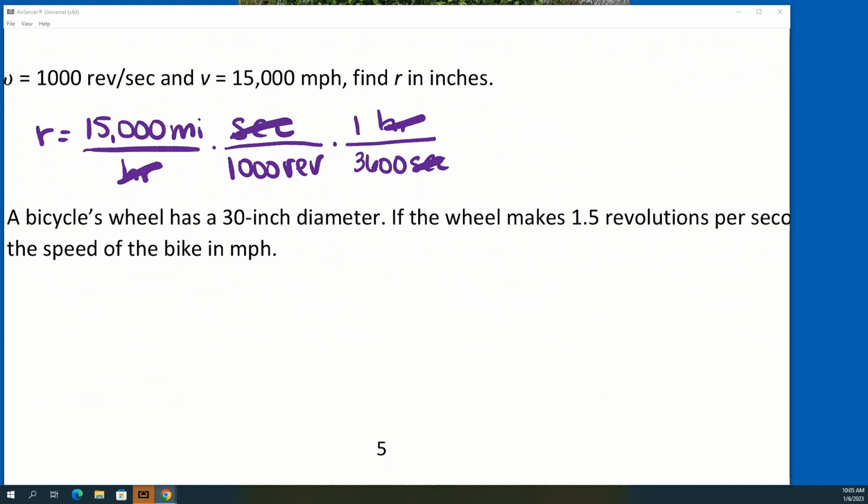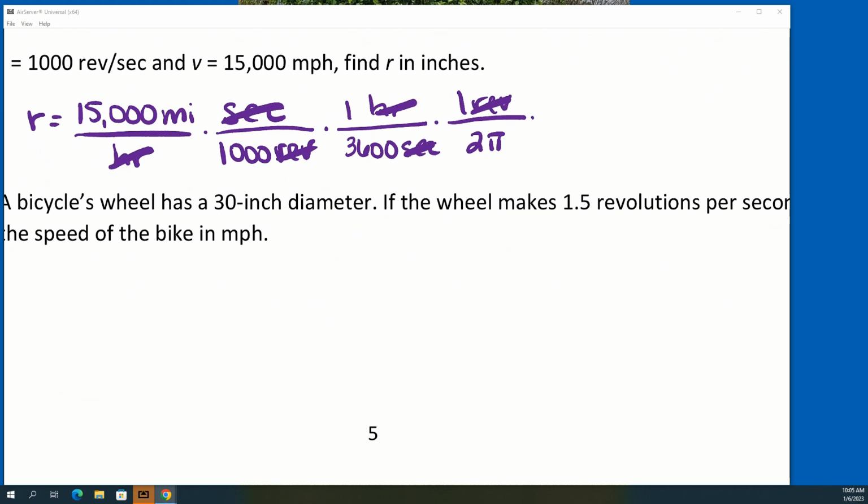All right, we want no angles. So I want to cancel revolutions. Anytime I want no angles, I'm changing it to radians. Okay. And then I need to get rid of the miles. So I'm going to do it in two steps. I'm going to change miles to feet, and then change feet to inches.